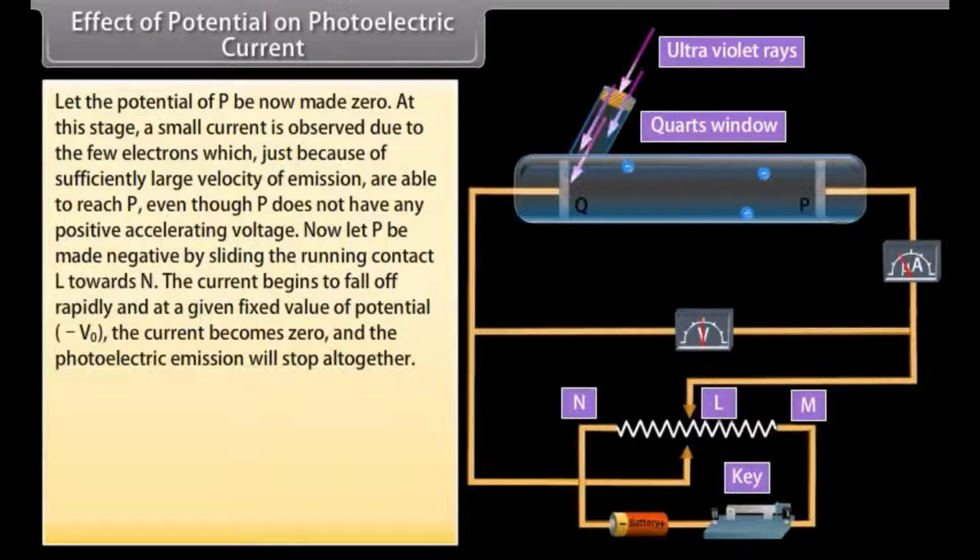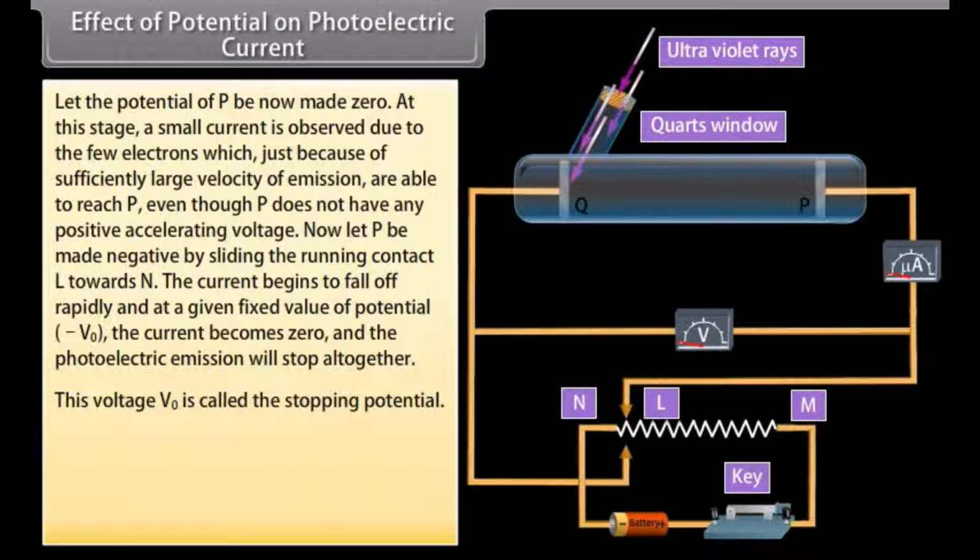Let the potential of P be now made zero. At this stage, a small current is observed due to the few electrons which, because of sufficiently large velocity of emission, are able to reach P, even though P does not have any positive accelerating voltage. Now let P be made negative by sliding the running contact L towards N. The current begins to fall off rapidly, and at a given fixed value of potential, −V0, the current becomes zero, and the photoelectric emission will stop altogether. This voltage, V0, is called the stopping potential.